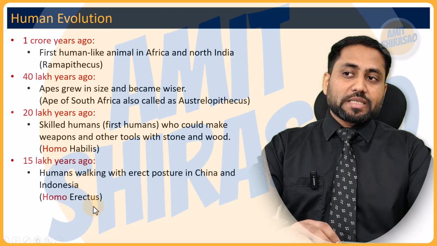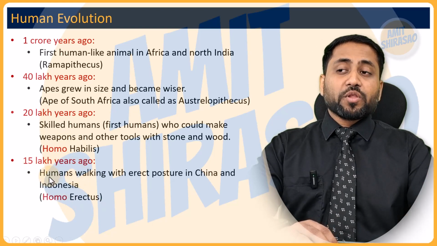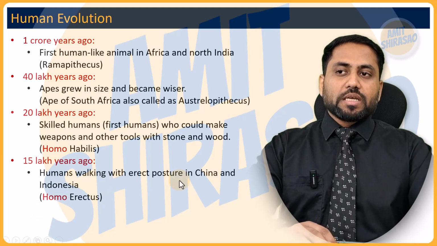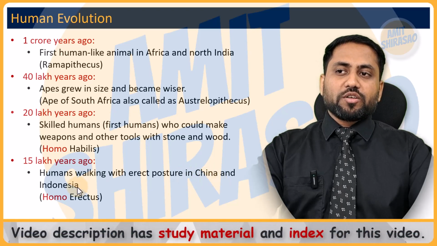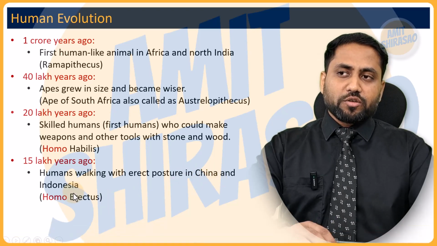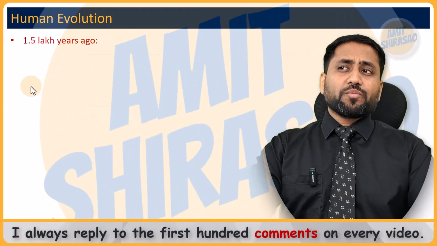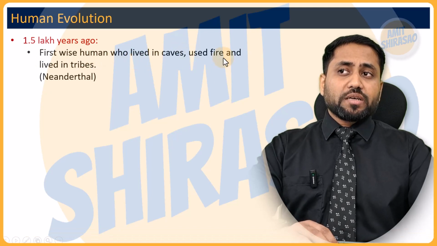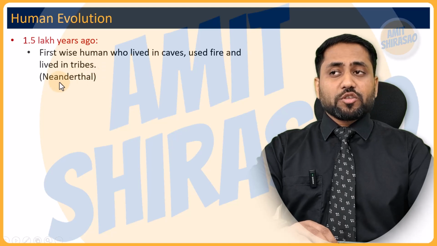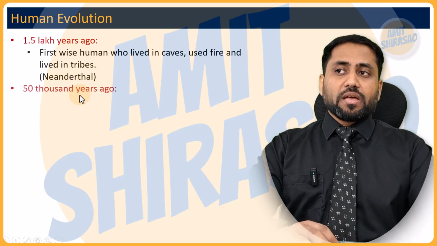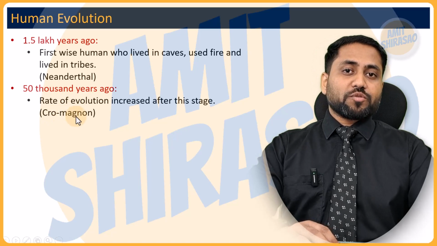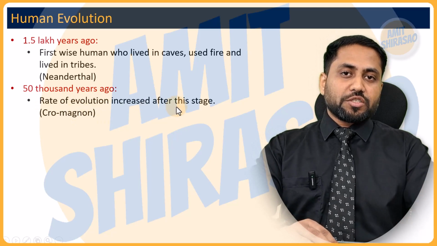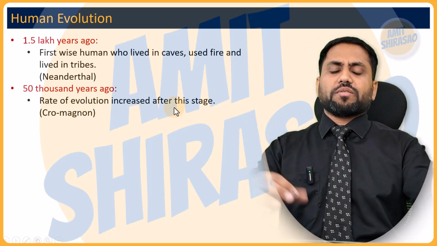After that, Homo erectus came. 15 lakh years ago, humans walking in erect posture came. They were called Homo erectus. Their fossils were found in China and Indonesia, so definitely they must have lived in China and Indonesia. After that, 1.5 lakh years ago, the first wise human who lived in caves, used fire, and lived in tribes. This human was called Neanderthal. 50,000 years ago, Cro-Magnon came. Cro-Magnon is a little more evolved as compared to Neanderthals. After Cro-Magnon, the rate of evolution increased a lot.